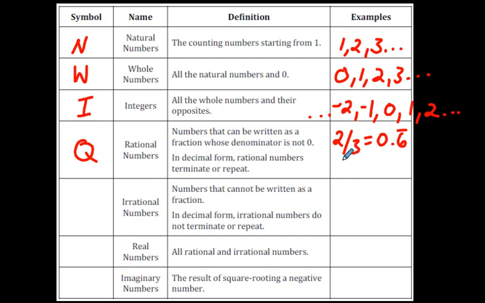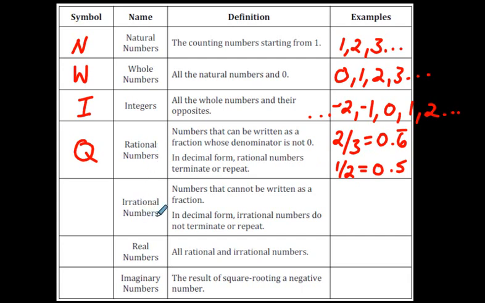Let's pick another one. 1/3 would be the same. It'd be 0.3 repeated. Some of them terminate. So in other words, okay, let's pick an easy one. 1/2. Is that a rational number? Yes, it is. You get 0.5. It terminates. It does not repeat, and that is allowed. Okay? So hopefully that is clear to you. That is what a rational number is.